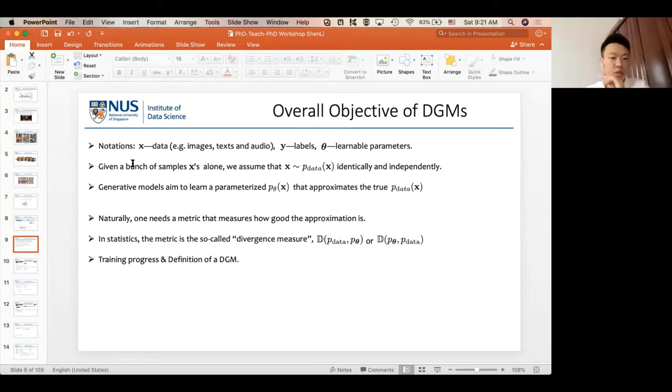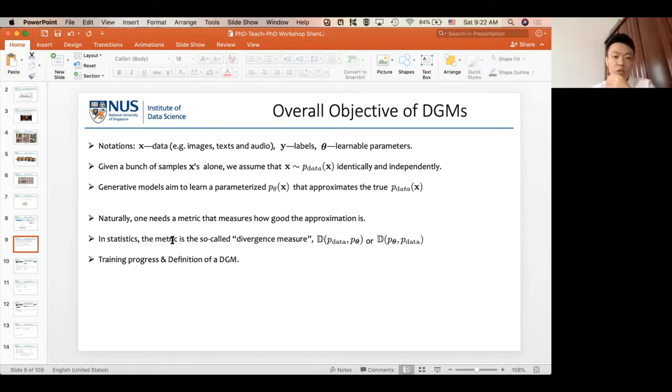Okay. The situation is that, given a bunch of samples X, we assume that all the X's are drawn identically and independently from this unknown data distribution. And generative models aim to learn a parameterized P theta of X that approximates the true but unknown data distribution density. So that's our target. We want to find a parameterized model distribution that can approximate this true but unknown data distribution as accurately as possible.